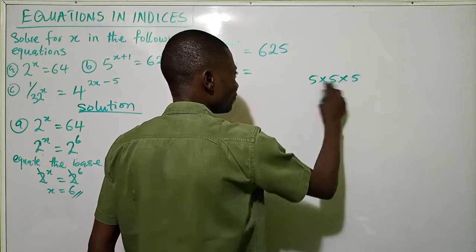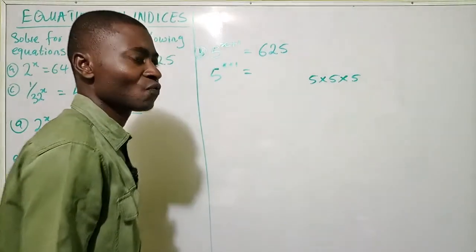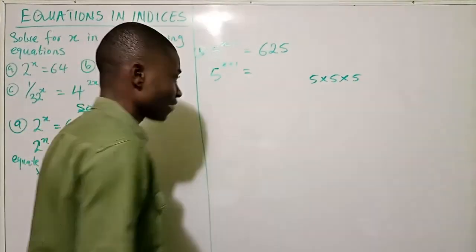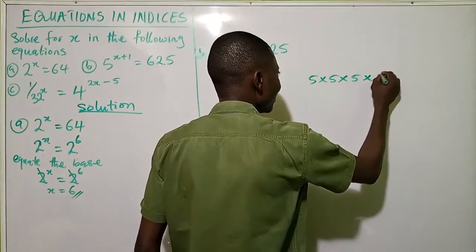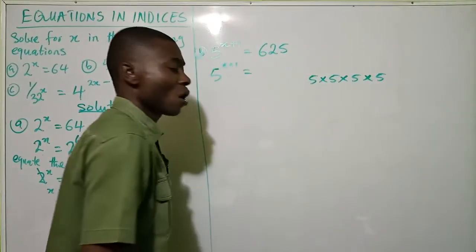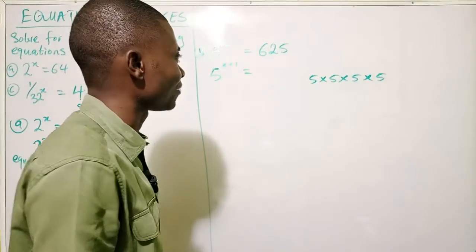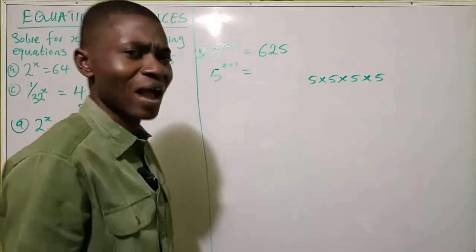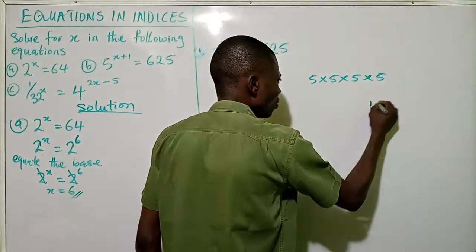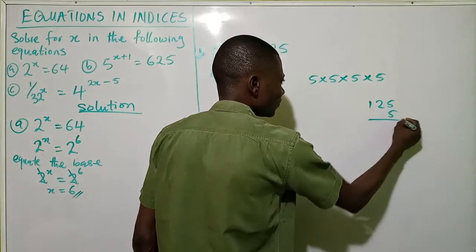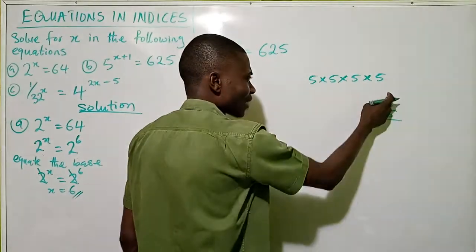25 times 5 is what? 125. Now 125 times 5. Will that not be 625? I don't know. Let's check. So 5 times 5 is what?